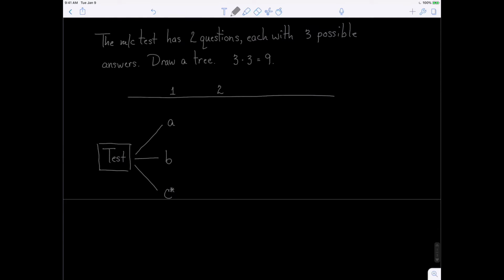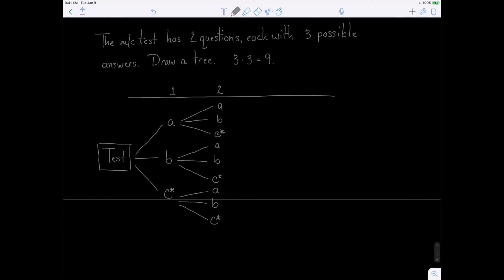You come to question 2. Let's say originally you picked an A. Well, this time on your second question, you could either pick A or B or C. Again, C being the correct answer. But let's say you picked B on the first question. On your second time, you could either pick A or B or C. Or maybe you got the first question right, but then you could pick an A, B, or a C.